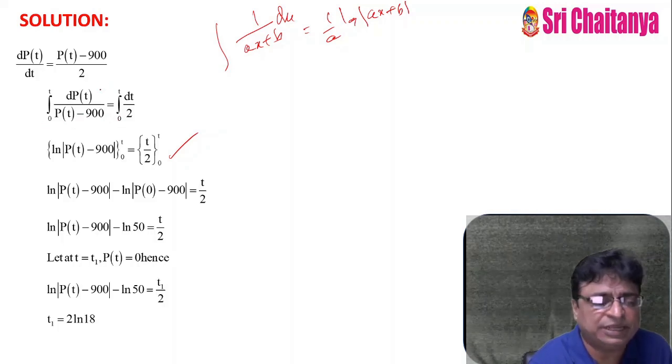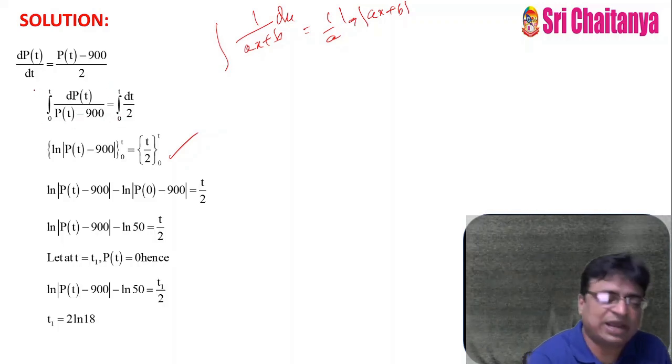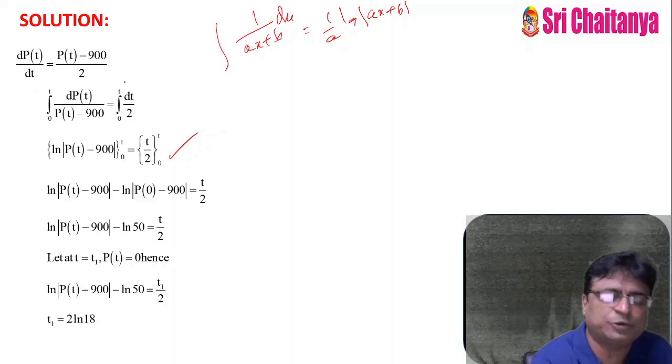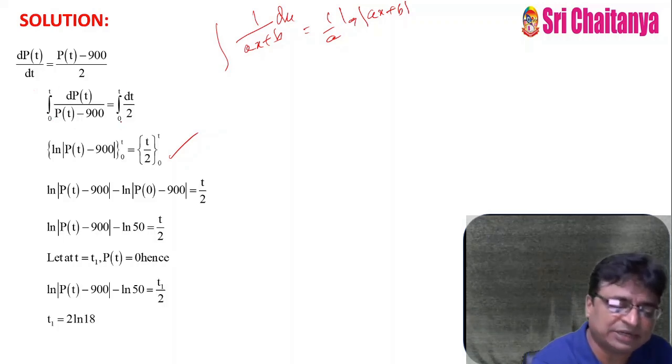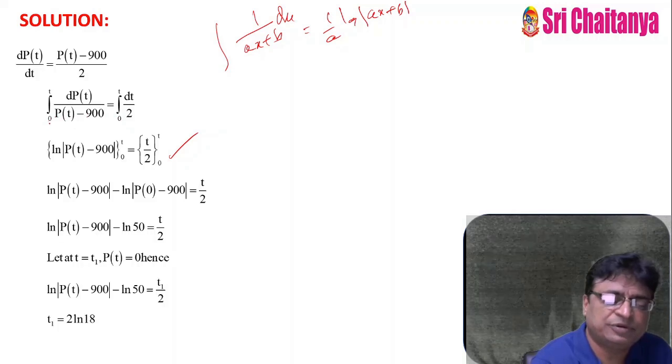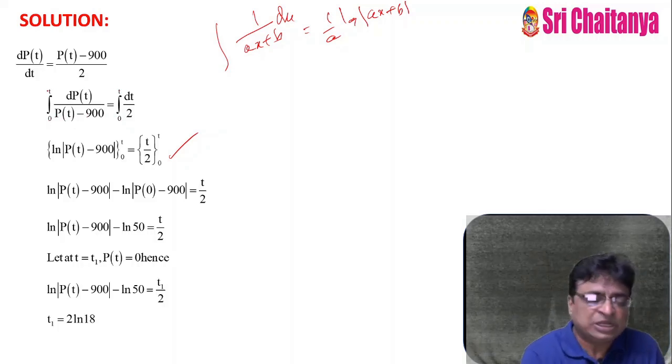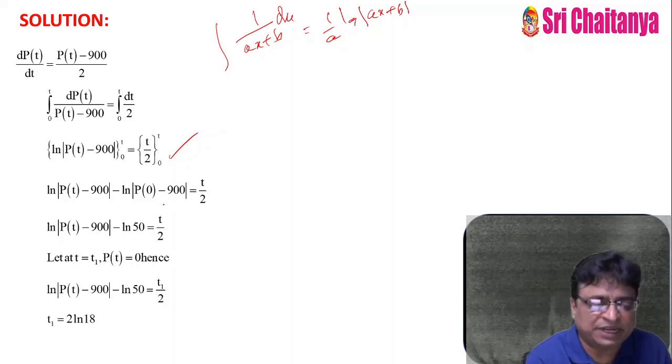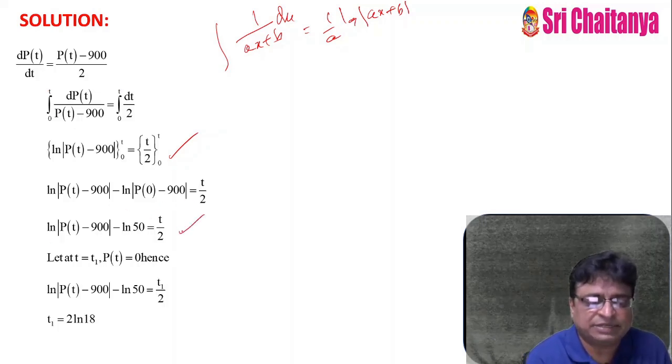At a time t, the population is t. That's why I have taken the integration from 0 to t on both sides. The meaning is at a time 0, the population is 0. At a time t, the population is t. So after taking the integration and after simplification, you will get this as the equation.